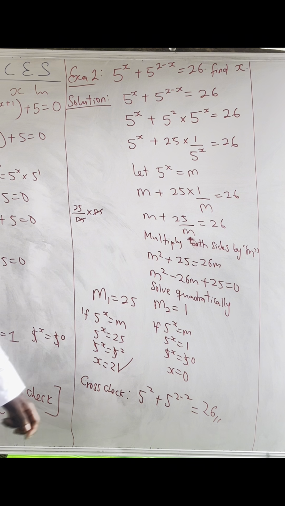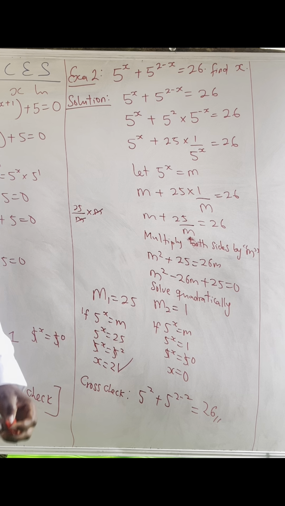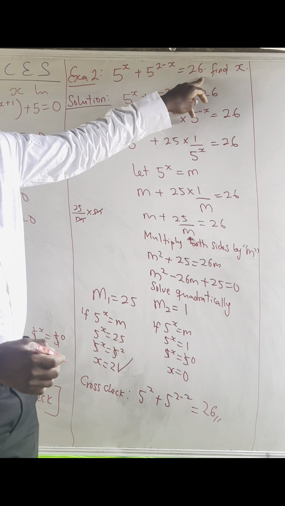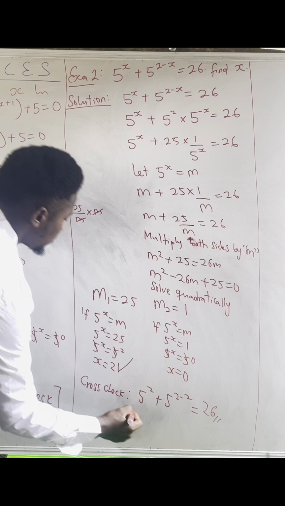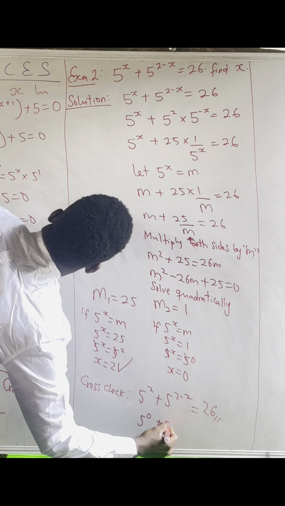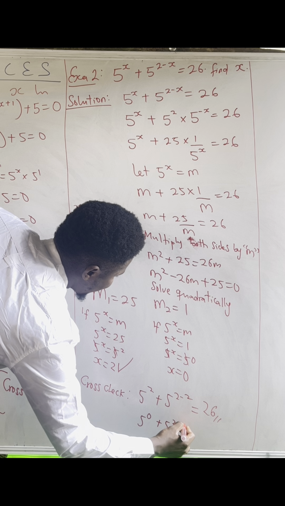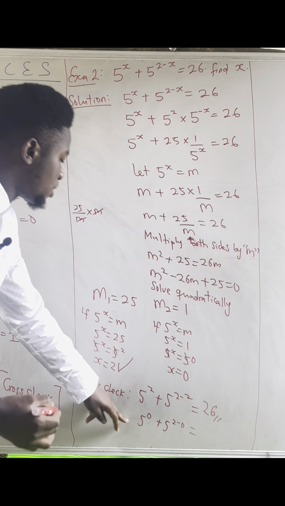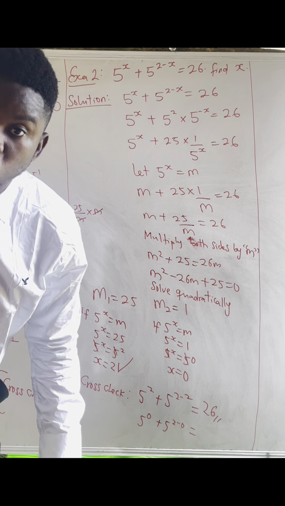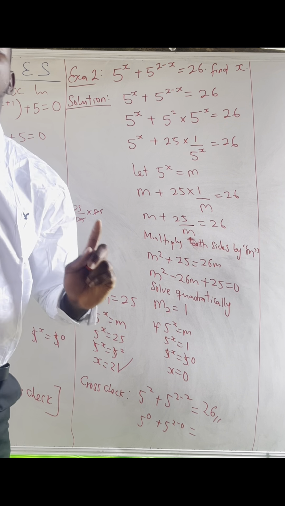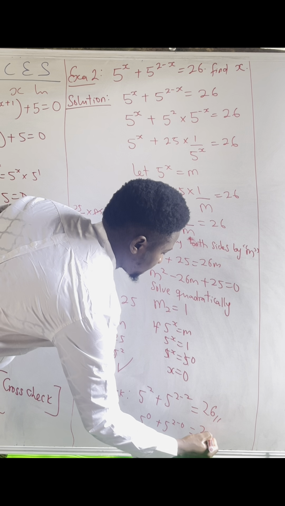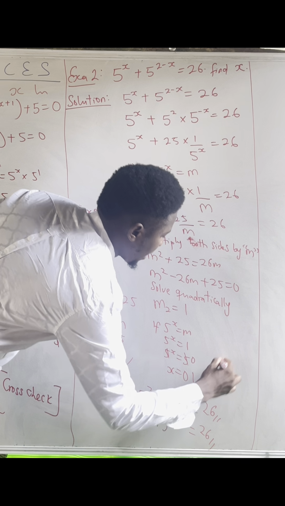Now, let me check if this second value is also correct. I will also substitute it here. After adding everything, I must get this. So, let me do that. That will be 5 raised to power 0 plus 5 raised to power 2 minus 0. So, guys, what is 5 raised to power 0? 1. Then, what is 2 minus 0? 2. Then, what is 5 raised to power 2? 25. Then what is 25 plus 1? That is what? 26. That's also 26. Then this simply means that the value of x is what?